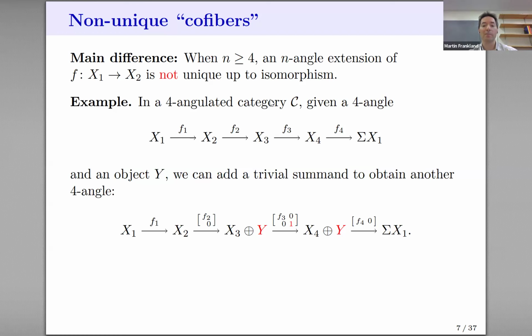Start with a 4-angle and just mess it up by adding a trivial summand in positions 3 and 4. Well, that's a direct sum of n-angles, of 4-angles, so it's still a 4-angle. And I haven't changed the first map, but I have drastically changed the cofiber object. So we just have to be very careful. Now, to work around that, you can impose some kind of minimality condition. There are some n-angle extensions that are better than others, but that requires extra work. It's just not a consequence of the definition, not with any n-angle. You have to be careful.